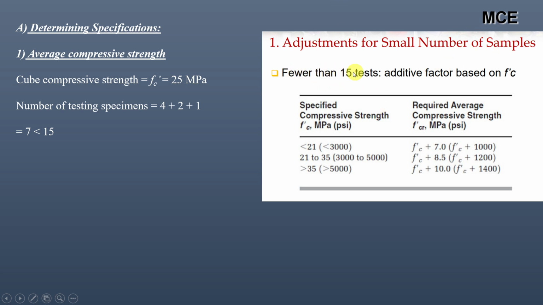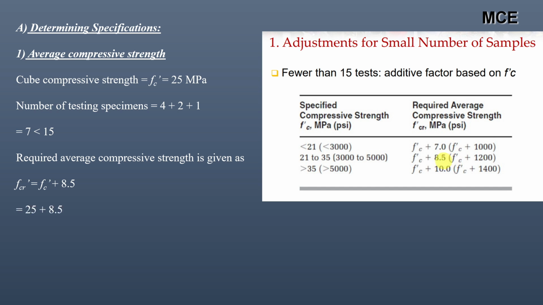Our samples are less than 15, so the additive factor is based on the cube compressive strength. When the specified strength is less than 21, the required average compressive strength is fc dash plus 7 megapascal. When it's 21 to 35, it's fc dash plus 8.5, and when greater than 35, it's fc dash plus 10. Since our cube compressive strength is between 21 and 35, the required average compressive strength will be fc dash plus 8.5, so 25 plus 8.5, which is equal to 33.5 megapascal. This is our required average compressive strength.